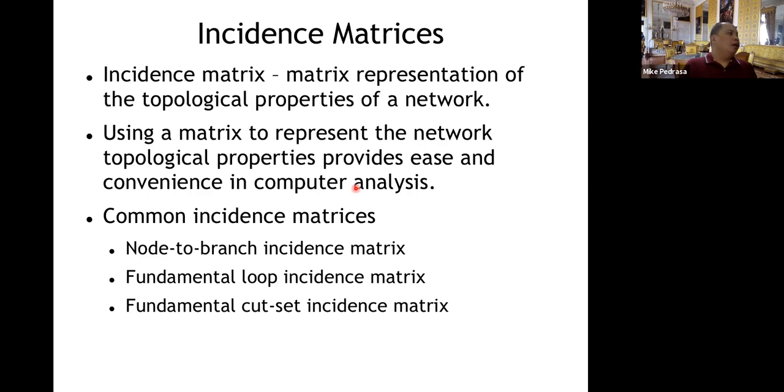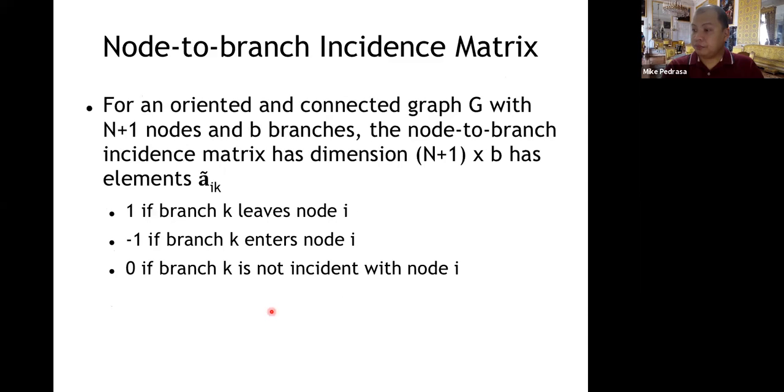Now, to define or to capture the network topology or the connectivity using a matrix, we can use several types of incidence matrices. So you could see here the three: the node to branch incidence matrix, the fundamental loop incidence matrix, and the fundamental subset incidence matrix. At this point, we will just build matrices. So first, let us define the node to branch incidence matrix.